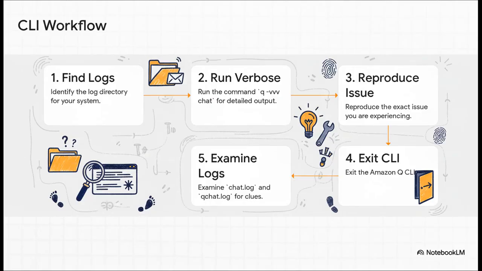So this all builds into a pretty standard procedure. To get the best possible evidence, just follow this workflow. Find the directory, then run the chat command with maximum verbosity. That's what the little -vvv flag is for, to make sure you capture every single detail. Then, and this part is crucial, you reproduce the error. Finally, you can examine both log files for your clues.